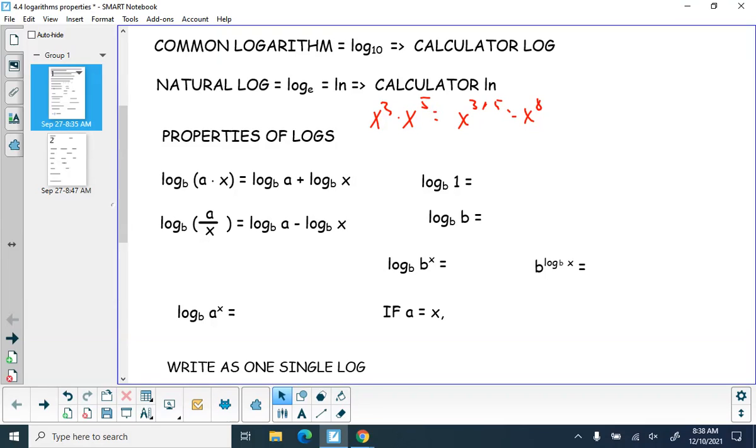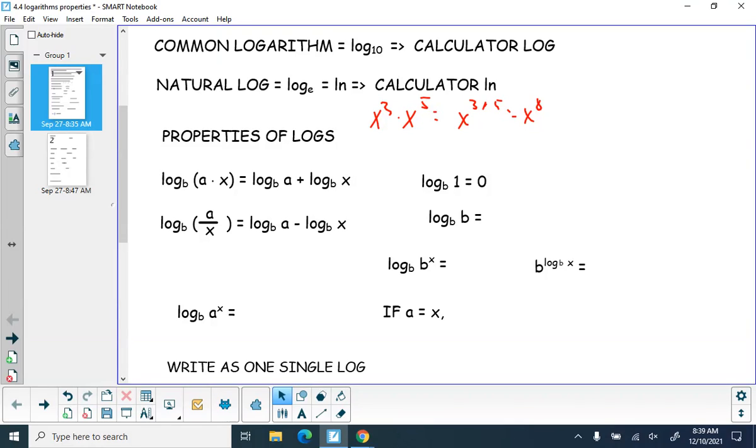Whenever we take the log, it does not matter what the base is, the value of 1, my solution is going to be a value of 0. Because b to the 0th power is 1. 2 to the 0th is 1. 5 to the 0th is 1. 7 to the 0th is 1. 10 to the 0th is 1. Anything to the 0th power is going to give me a value of 1.